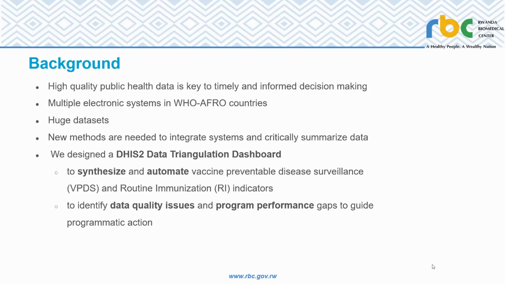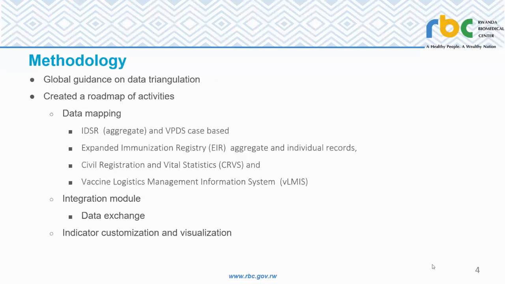And of course, this approach will provide more time and opportunities for discussions and actions that can be taken to allow deeper exploration of more complex questions. So we use the global data triangulation guidance to explore ways we can compare multiple sources to identify immunization and program performance gaps.